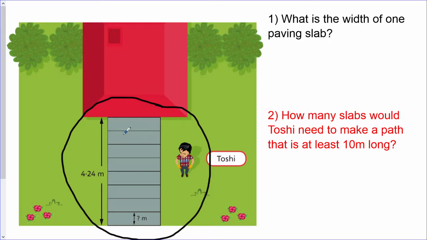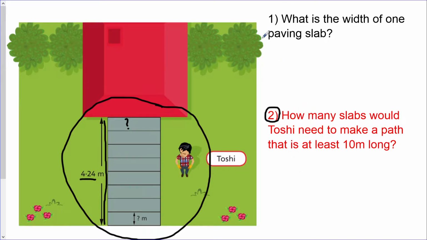Okay, so they've given us the width of all of these paving slabs and they tell us that all of them together is equal to 4.24. What the question wants you to figure out is what is the width of one of these paving slabs. Number 2 says, how many slabs would Toshi need to make a path that is at least 10 meters long? So you can only work out the answer to question number 2 once you have worked out the answer to question number 1. Okay, pause the video now and have a go at both of these questions, please.